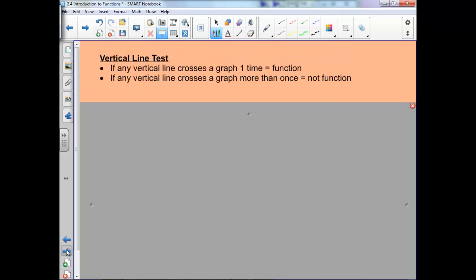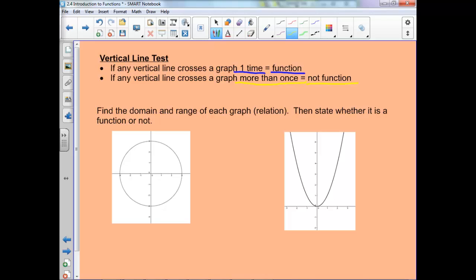Now, if we've got a graph, we can use the vertical line test to determine whether or not it is a function. So if it crosses only one time, it is a function. However, if it crosses more than once, it's not a function. So looking at this first graph, notice we can draw some vertical lines, but notice they pass through the graph in more than one spot. So that means it passes through the graph more than once, not a function.